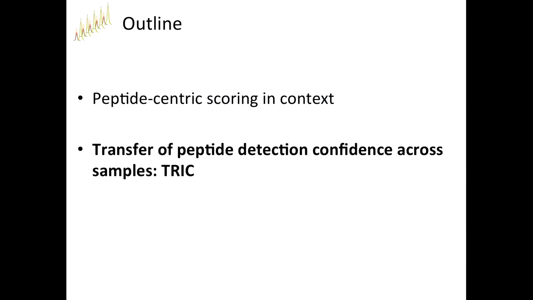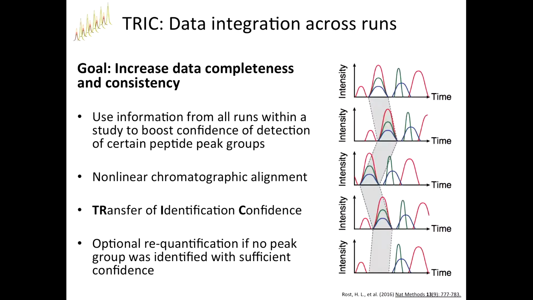With this, I finish up the first part, and now finally get to the second part of this presentation, which will be on the transfer of peptide detection confidence across samples in the software TRIC. This is a very nice software that was developed by Hannes Rist and published last year. This is one thing that is still quite unique to our analysis pipeline, and it's nice because it increases the data completeness and consistency of detection across a large data set.